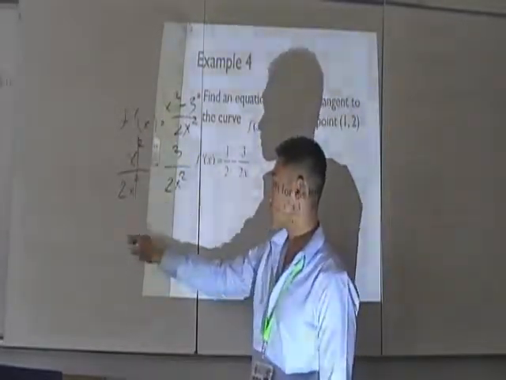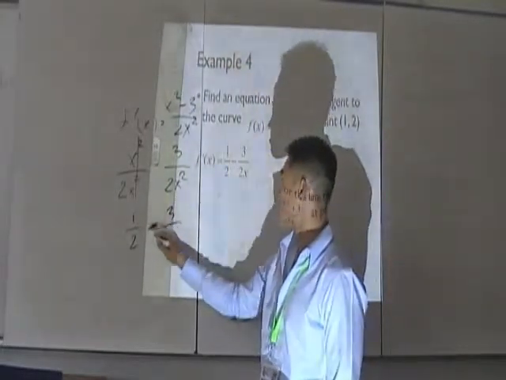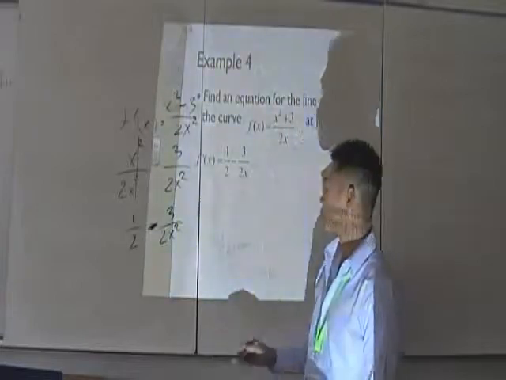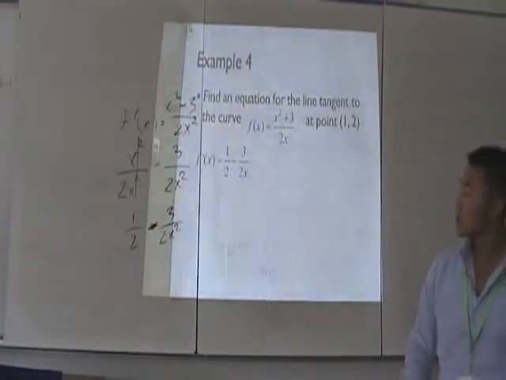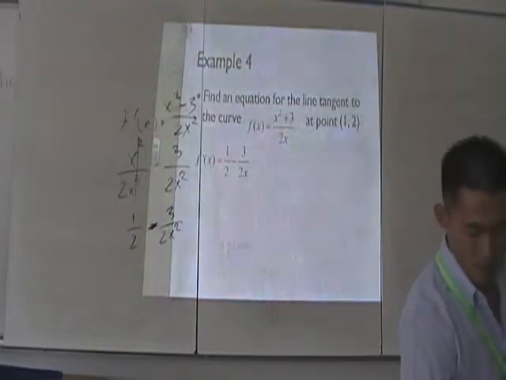And x squared cancels out here, so you have 1 over 2 is equal to negative 3 over, or minus 2x squared. Where did the square go? Oh, okay, so the square should be there then, right?